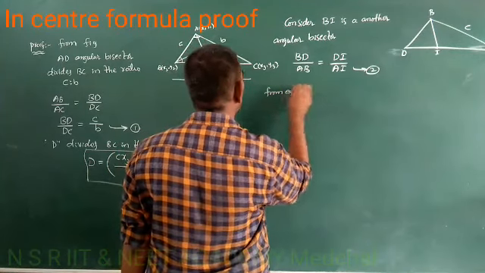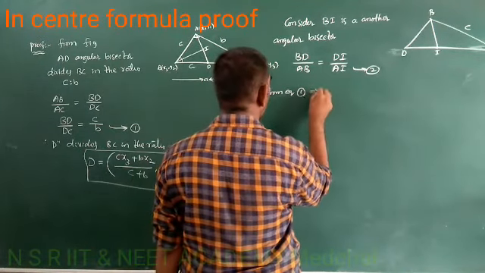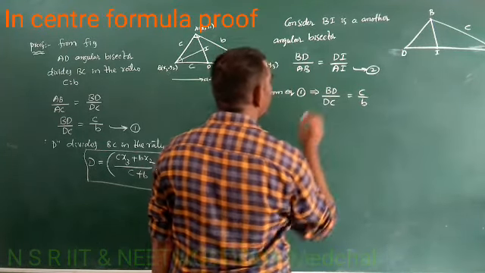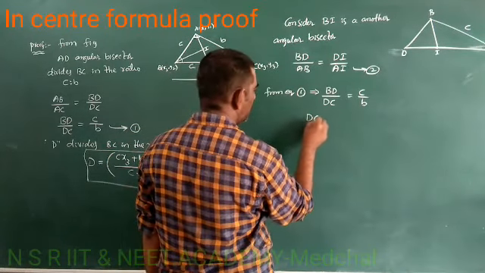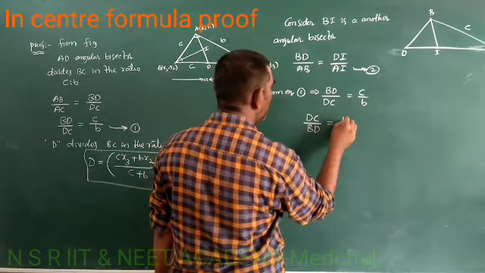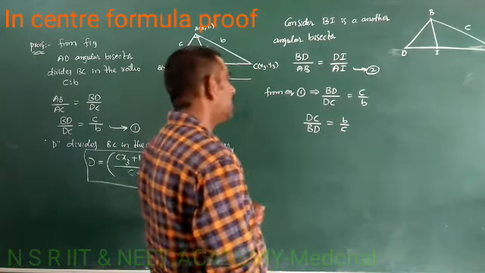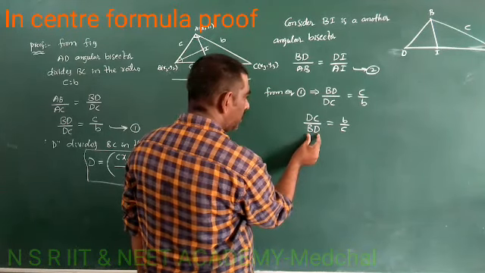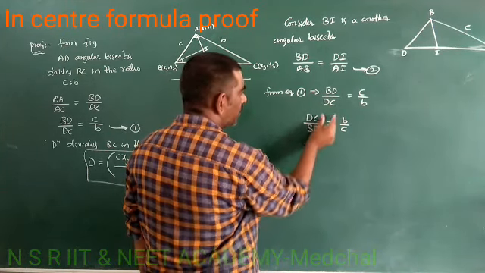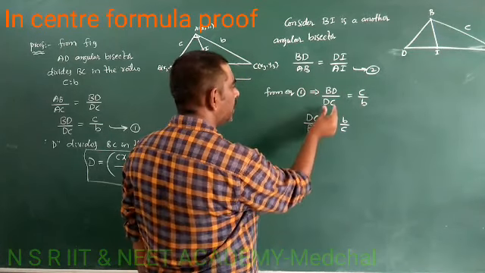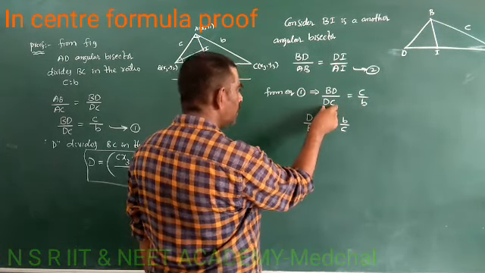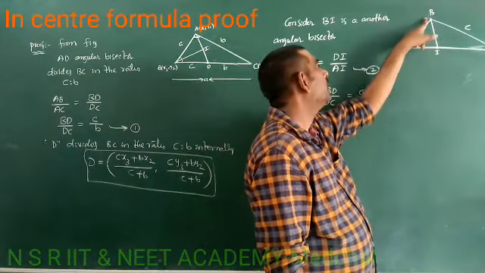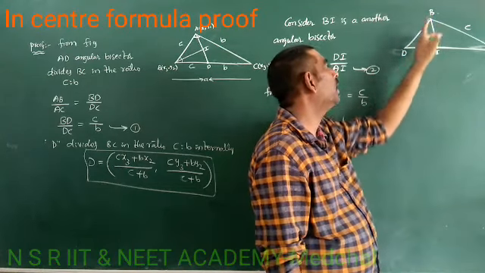From equation number 1, what is equation number 1? BD by DC is equal to C by B. Write it in reverse order: DC by BD is equal to B by C. If we do not write it in reverse order, we get the value of DC. Which one is present in the denominator, we get that value. So we do not need to find the value of DC, we need to find the value of BD, according to triangle BDA.